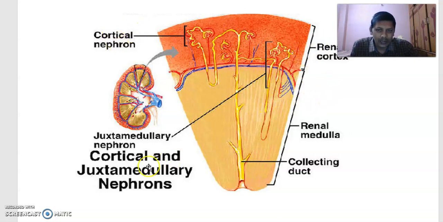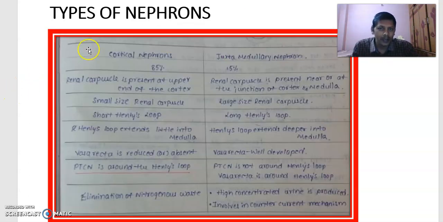What is this one? Juxtamedullary nephron. You can understand many points from these diagrams. Which nephrons are more in number? Cortical nephrons. How many? 85%. For example, if there are 10 lakh nephrons in your kidney, out of 10 lakhs, 8.5 lakhs belong to cortical nephron and 1 lakh 50,000 are juxtamedullary. Juxtamedullary nephrons are well developed in desert animals. They play an important role in the formation of concentrated urine. That is also an important application point.